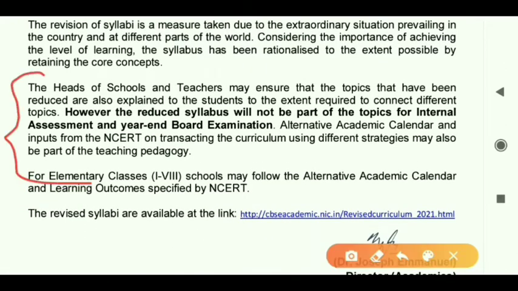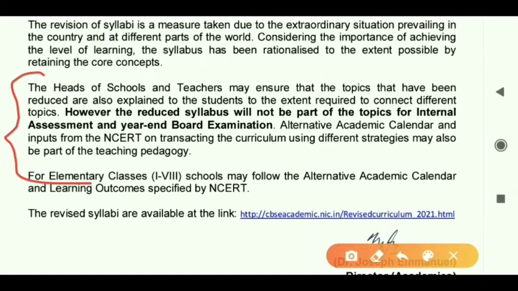This paragraph is important. This paragraph says that for the topics which have been reduced, in case they are connected with the topics that are still present in our syllabus, then we need to understand those topics. Understanding part is important, though questions will not be asked either in the internal assessment or in the year board examination.